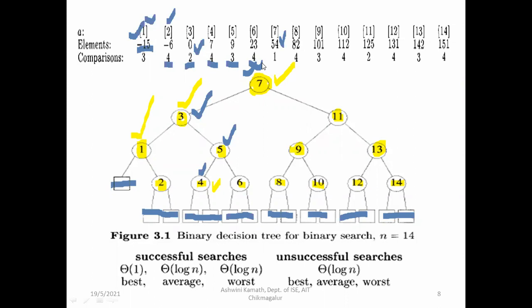In the average case and worst case, in both cases, it performs log n to the base 2. So it is theta of log n to the base 2 for both average case and worst case. And for unsuccessful search also, we have log n to the base 2 for best, average and worst case. At least 4 comparisons we need for unsuccessful search.